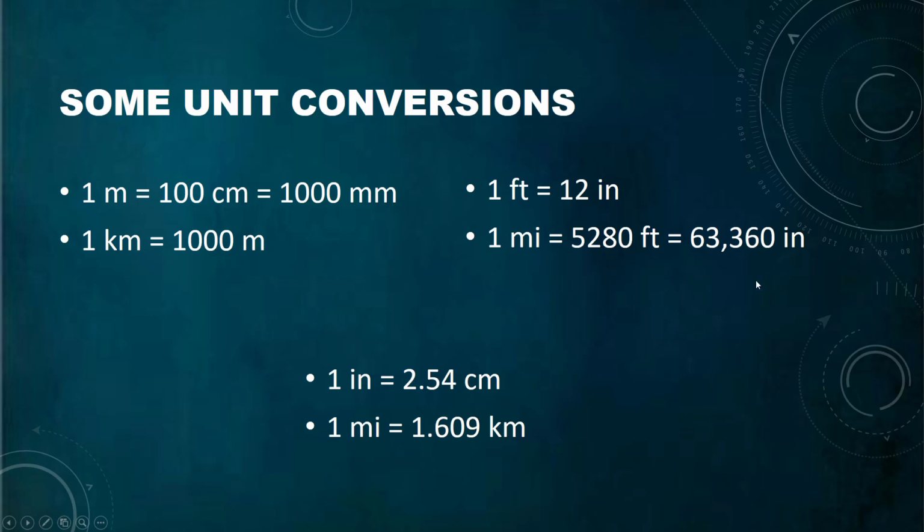And then if you want to keep this number in your back pocket, it's super handy, 63,360 inches. And that's just 5,280 times 12 is how we get there, okay? And then switching between systems, 1 inch is 2.54 centimeters, 1 mile is 1.609 kilometers, okay? So jot those down, have those ready, and then in the next video, we're going to walk through some examples of calculating scale.